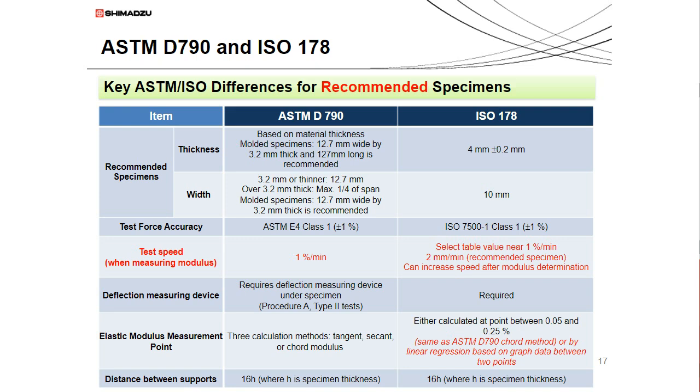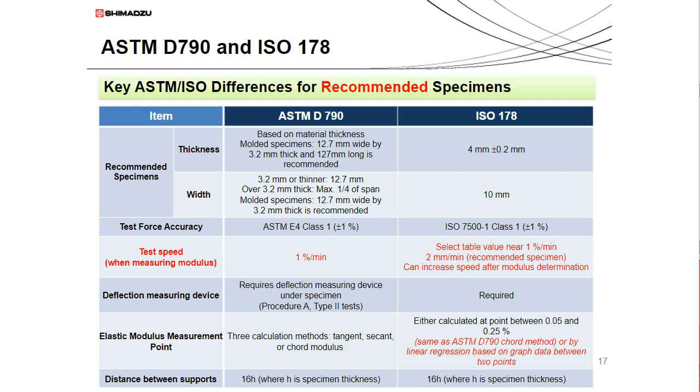For ISO, the standard sample is a 4 millimeter specimen with a 10 millimeter length. Both tests require a test force accuracy of plus or minus 1%. In terms of test speed, the D790 recommends a 1% per minute strain rate. ISO defines it slightly differently. They provide a table of different test speeds and recommend a test speed nearest to 1% per minute.